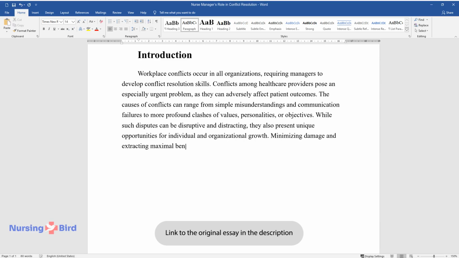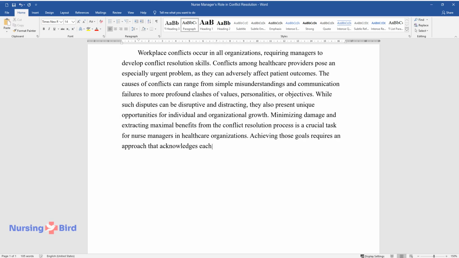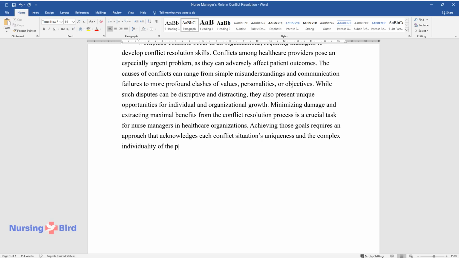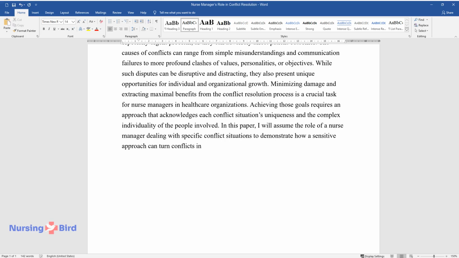Minimizing damage and extracting maximal benefits from the conflict resolution process is a crucial task for nurse managers and healthcare organizations. Achieving those goals requires an approach that acknowledges each conflict situation's uniqueness and the complex individuality of the people involved. In this paper, I will assume the role of a nurse manager dealing with specific conflict situations to demonstrate how a sensitive approach can turn conflicts into opportunities.